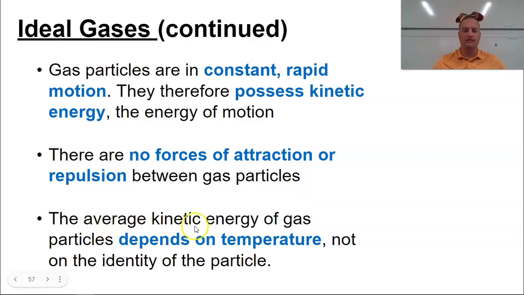And the last part is that the average kinetic energy depends on temperature, not what the particle is. So the idea is kinetic energy is 1/2 times the mass times the velocity squared. Now, you have different masses of atoms, but whether you have a big heavy atom or a very tiny atom, if they're at the same temperature, they have the same kinetic energy. They don't have the same speeds, but they have the same kinetic energy at the same temperature.